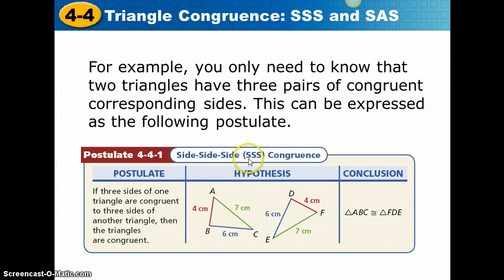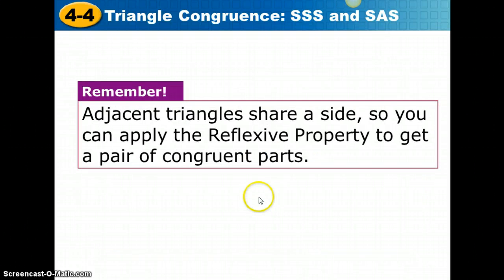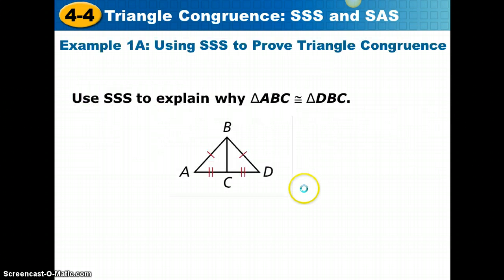SSS stands for side, side, side congruence. And in a proof, we will only have to write SSS as our reason when we have proven triangles are congruent using side, side, side. And here's what that theorem states. If 3 sides of one triangle are congruent to 3 sides of another, then the triangles are congruent. So we are actually able to take a shortcut and not have to prove that all 3 angles are congruent to the other 3 angles in the other triangle, whenever we can just show that 3 pairs of sides are corresponding congruent sides. Remember, adjacent triangles share a side, so we can apply the reflexive property to get a pair of congruent parts.